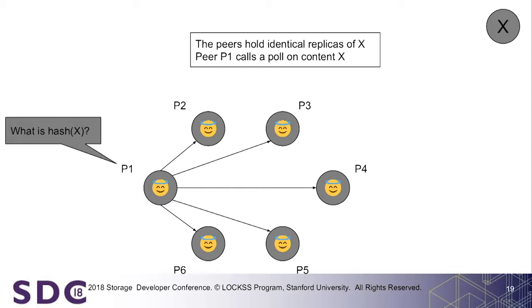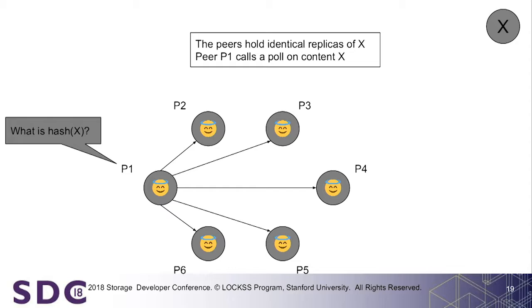X is actually not a single thing. It's usually a large group of things, and you can address individual objects within it. So it might be a whole collection, a year's worth of journal content, an annual output of a publisher's ebooks. I mean, it might be a large collection. But right now, all the peers have identical copies of X, and peer P1 calls an opinion poll on X.